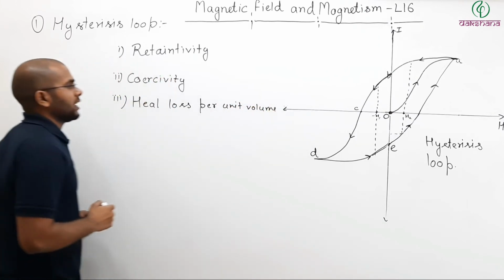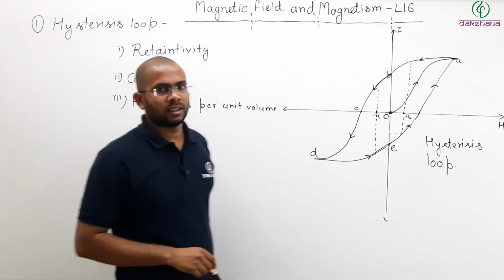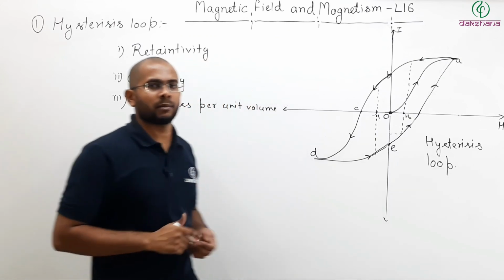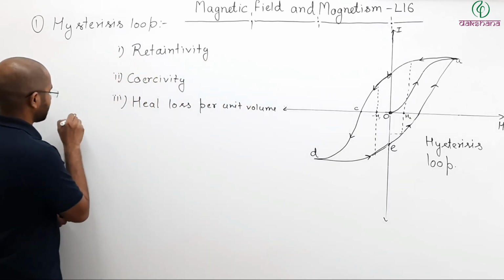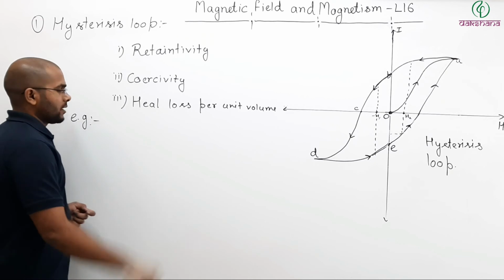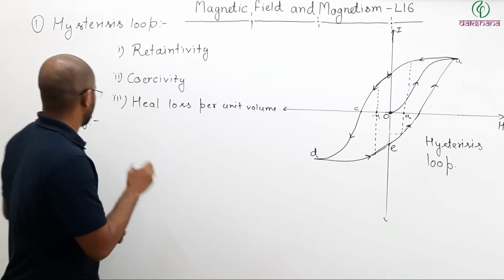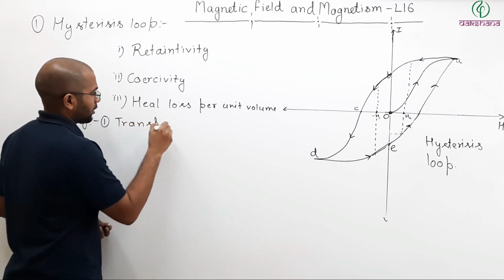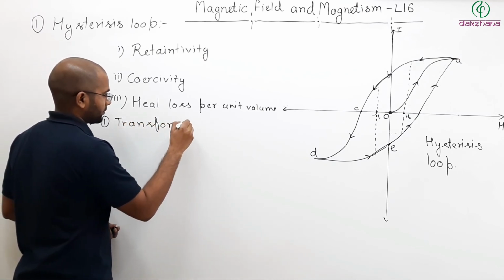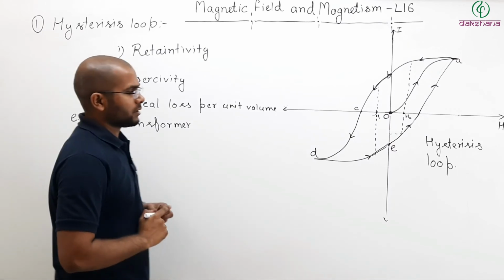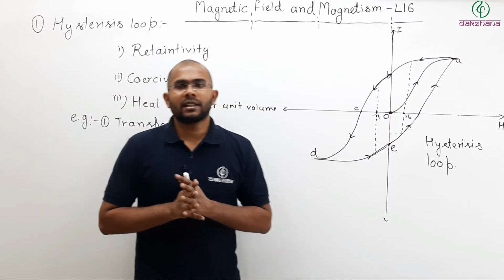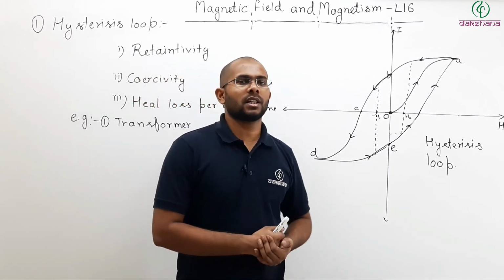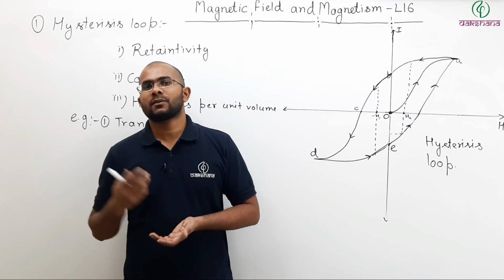Meaning if in a material a lot of heat is lost, then that will not be useful for us. For example, let us take a transformer. We will talk about transformer when we talk about electromagnetic induction. In a transformer, a soft iron core is used, because in a transformer, AC current is flowing.